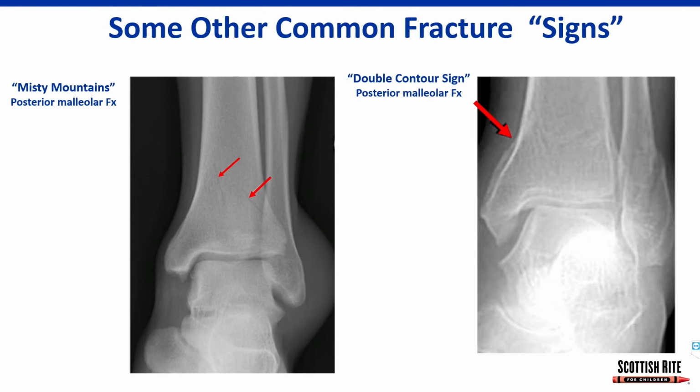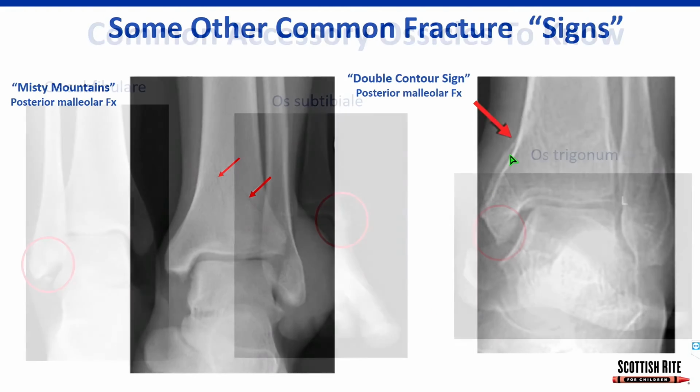Some other common fracture signs we may see. So this is the Misty Mountain sign. You can kind of see this faint line running through here. This is an indication of a posterior malleolus fracture. The double contour sign, another sign of a posterior malleolus fracture.